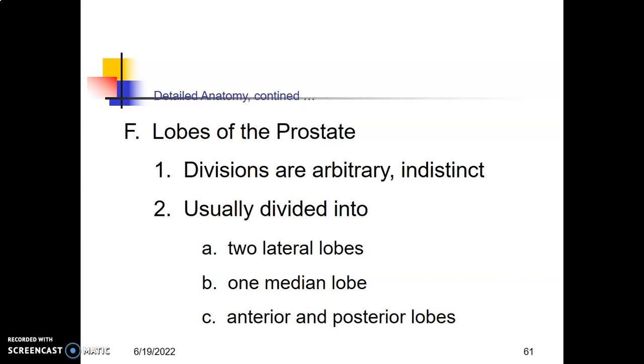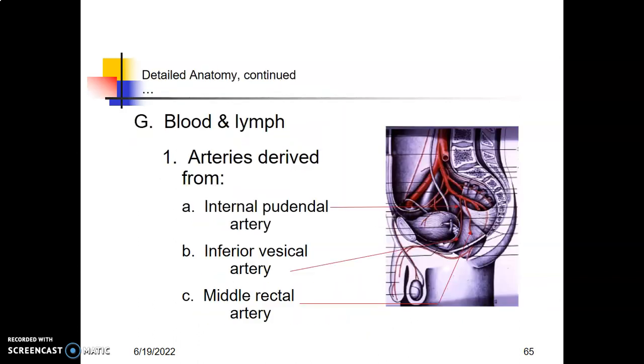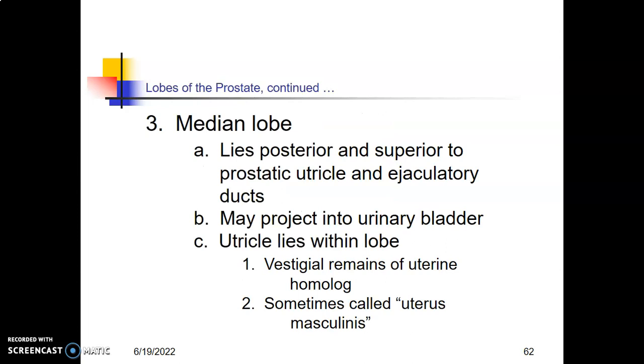So the prostate has different lobes: two lateral lobes, one median lobe, and anterior and posterior lobes. Where are these lobes located? The median lobe is posterior to the prostatic utricle and the ejaculatory duct, and it may project into the urinary bladder. You have the utricle that lies within the median lobe, and this utricle is a vestigial uterine homologue. So the median lobe is posterior to the ejaculatory duct.